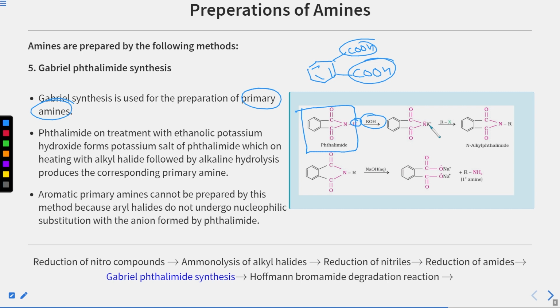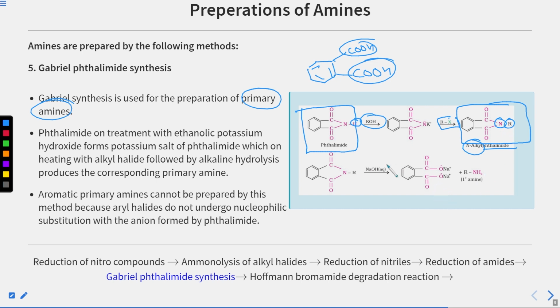Now this nitrogen has a negative charge on it. If you treat it with RX, this will attack the R and will kick out the X to make your N-alkyl phthalimide. So it is a derivative of phthalic acid only, in which we have created a phthalimide, and it is N-alkyl because this is NR.